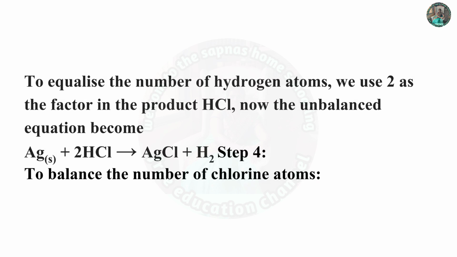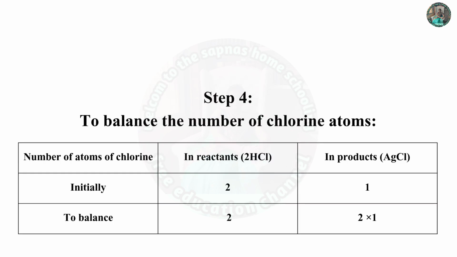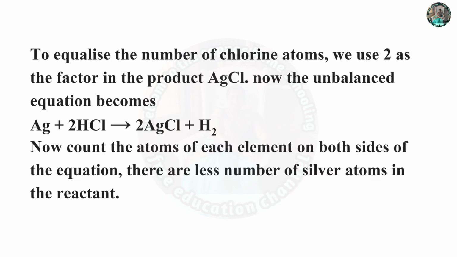Step 4. To balance the number of chlorine atoms, number of atoms of chlorine in reactants and in products. So here in the product we have to multiply 1 by 2, so when balanced they will be 2. To equalize the number of chlorine atoms, we use 2 as a factor in the product AgCl. Now the unbalanced equation becomes Ag plus 2HCl is equal to 2AgCl plus H2.